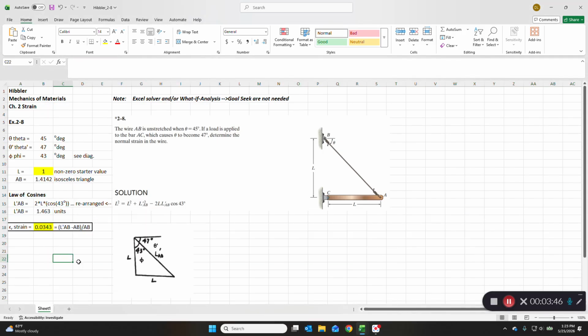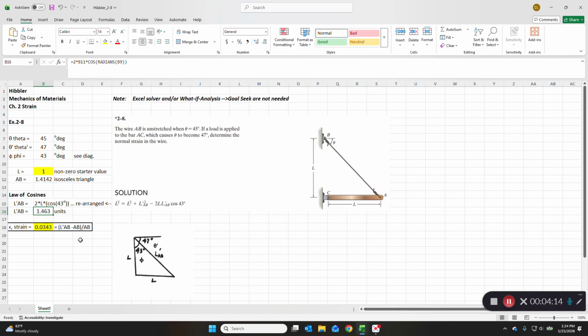we want to calculate our strain. So from this equation, 2L cosine 43 gives us L prime AB of 1.463 units. Well, unstretched, the wire was 1 times the square root of 2, which is 1.414. Now it's 1.463, so it's a little bit longer. So the calculation of the normal strain of the wire is quite simple. It's just the stretched length, L prime AB, minus the original length, divided by the original length.